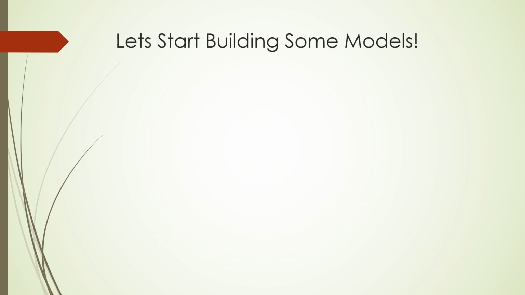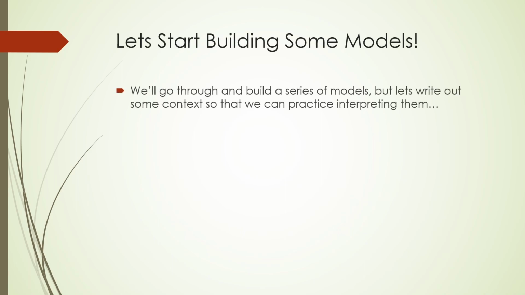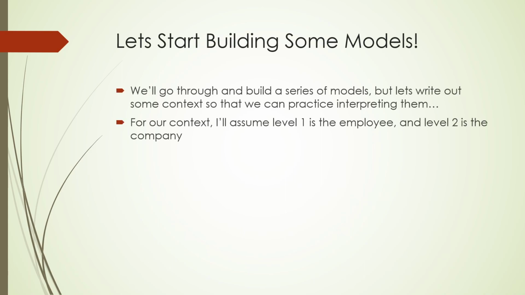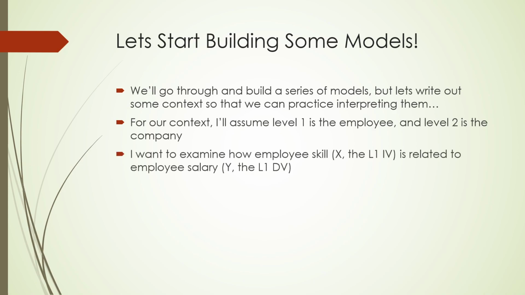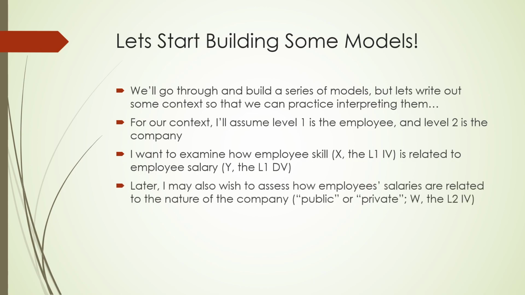So let's start building some models. We're going to go through and build them out. Again, we're going to use the same context with level one as the employee and level two as the company, looking at employee skill related to employee salary. And the level two variable that we're going to look at is private versus public. This is going to be W.